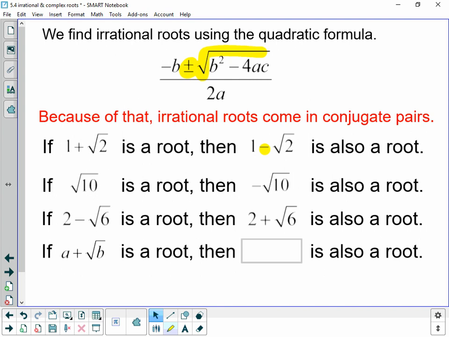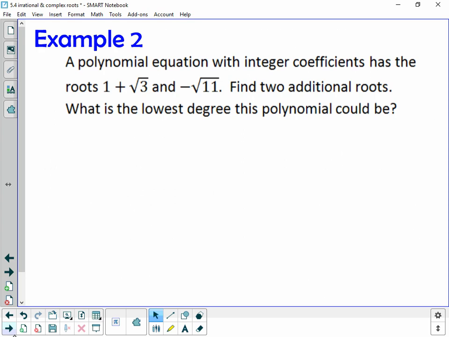And just in general, if you have a number like a plus the square root of b, if that is a root, you know that a minus the square root of b is also a root. They always come in pairs if they have a radical. So here's a question for you. A polynomial equation with integer coefficients has the roots 1 plus the square root of 3 and negative 11. Find two additional roots. Well, we don't even have the equation, but that's okay. We know irrational roots come in pairs.